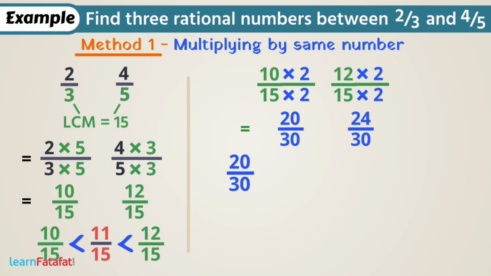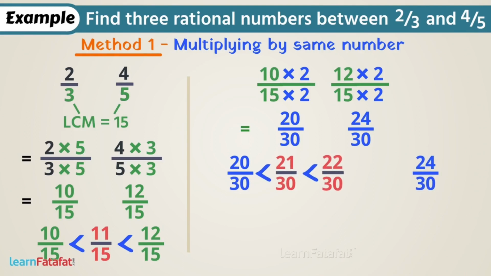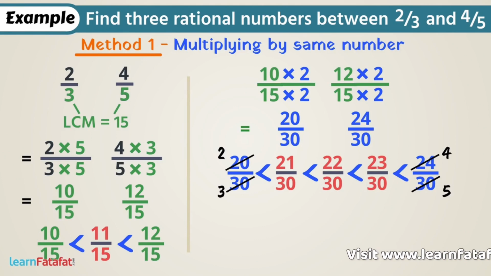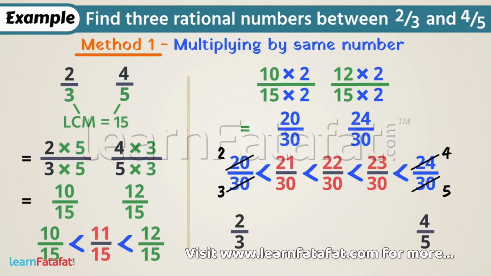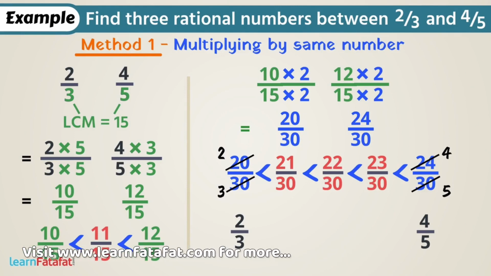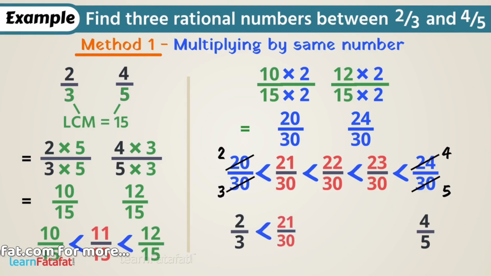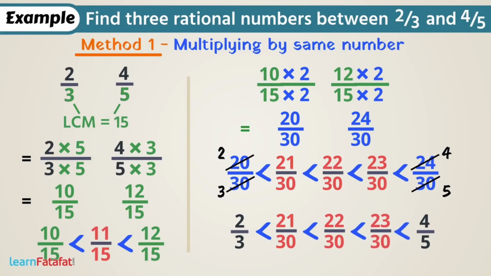So rational numbers between 20 by 30 and 24 by 30 are 21 by 30, 22 by 30 and 23 by 30. Here, as 20 by 30 has same value as that of 2 by 3 and 24 by 30 has same value as that of 4 by 5, that means these rational numbers must be present between 2 by 3 and 4 by 5. Thus, the rational numbers between 2 by 3 and 4 by 5 are 21 by 30, 22 by 30 and 23 by 30. Note that 22 by 30 is same as 11 by 15 that we found earlier.